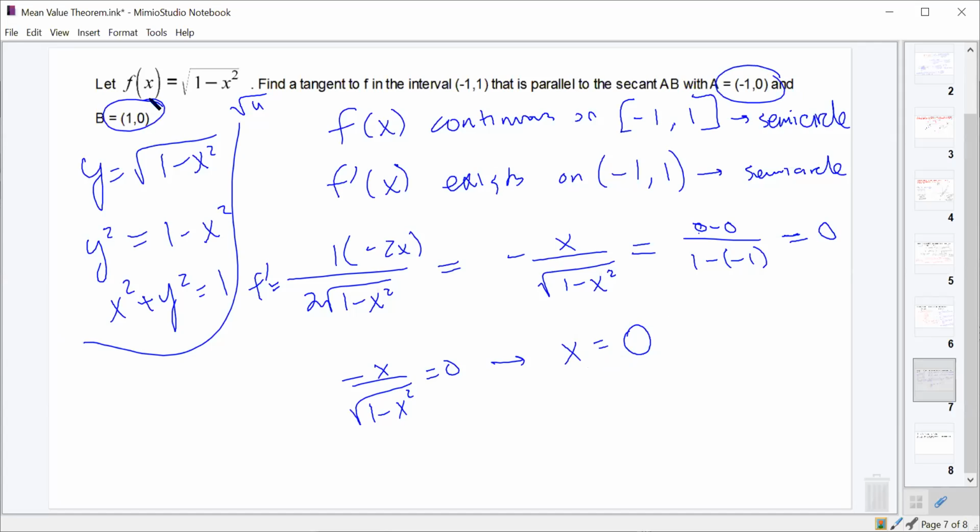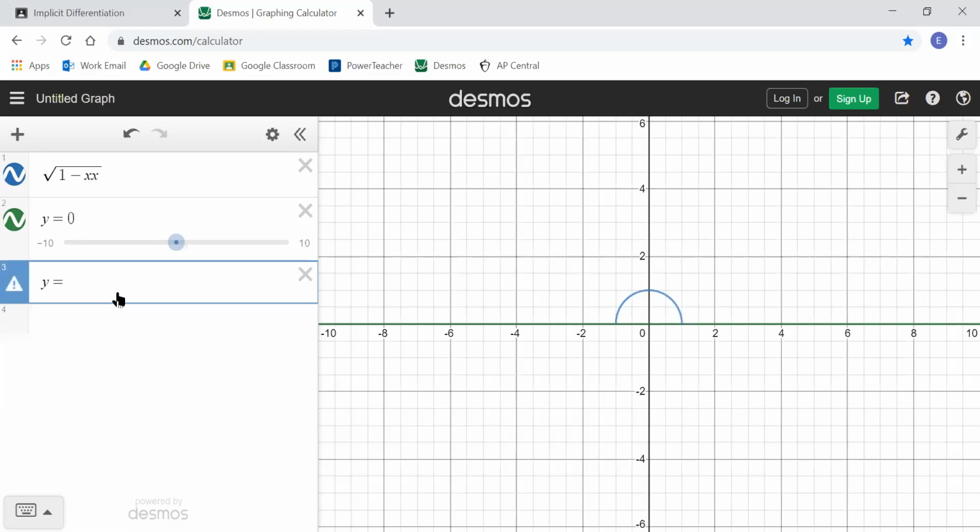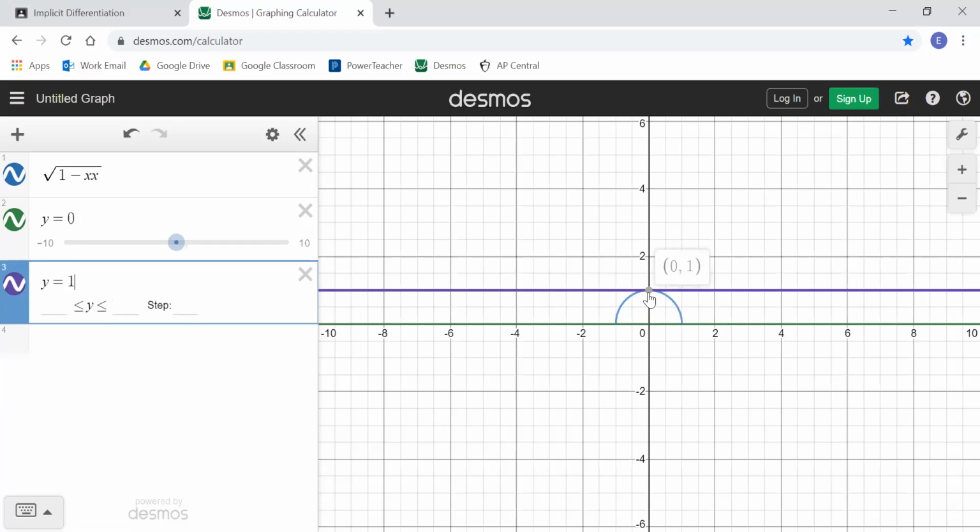What's the line that goes through the points -1, 0 and 1, 0? If it goes through this point and this point, it ought to be just a horizontal line, right? Y equals 0. And if it's parallel to that and it goes through the point 0, 1, that equation should just be y equals 1. Tangent at 0, 1, horizontal, parallel to the one that goes through 1, 0 and -1, 0.